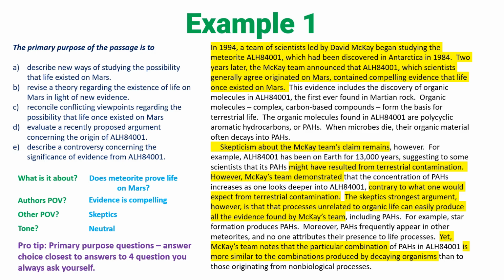We have 2 points of view, and we know that that second paragraph is kind of going back and forth between the 2 points of view. So what do we like better? Do we like C or do we like E better? C says that we reconcile the conflicting viewpoints. Yeah, the conflicting viewpoints, but in the end, they all come together.